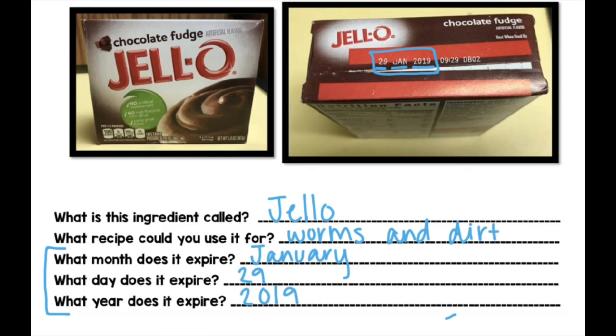And that's how I find and understand what the expiration date is. So if you're going to your pantry and you find food that has an expiration date, you can look at it and see, oh, okay, January 29th, 2019. That is way past expired. I should not eat this.